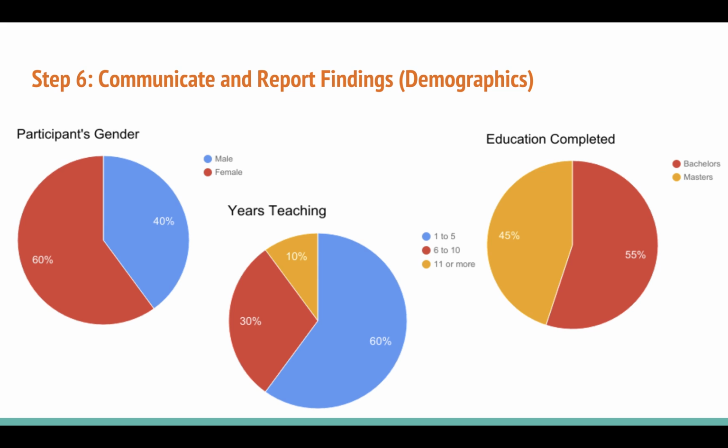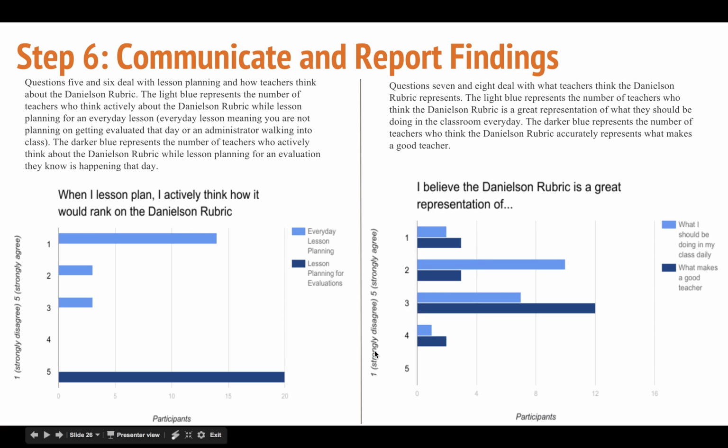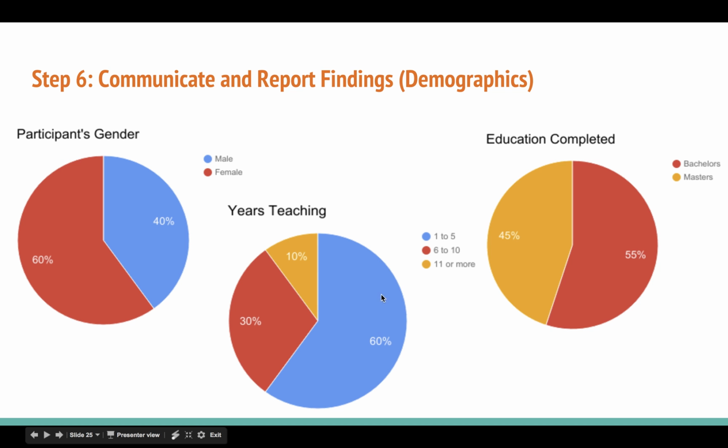So step 6 is communicating and reporting findings. So here are just 3 graphs of the demographics. First one over here is the participant's gender. We have 60% female with 40% male. Years teaching. We have 60% that have been teaching for 1 to 5 years, 30% teaching 6 to 10 years, and 10% teaching 11 or more. And education completed. We have 55% have just completed their bachelor's, while 45% have completed their master's as well. There is no one with any higher education than a master's.